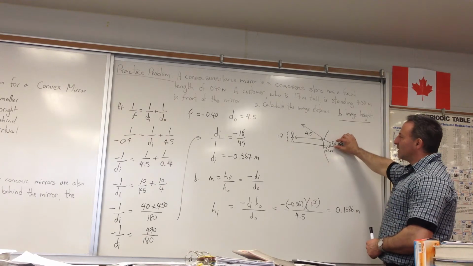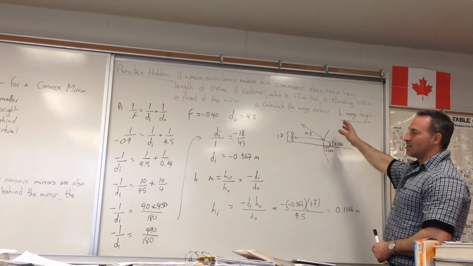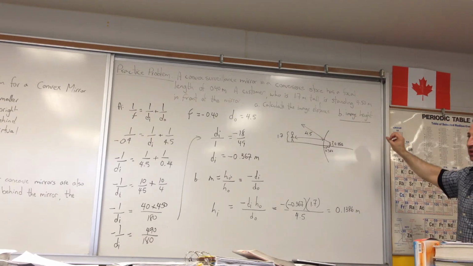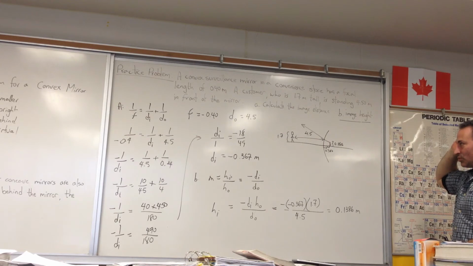It's significantly less than the height of the object, which is 1.7. And that's consistent with what convex mirrors do. They make the image look smaller. They create an image which is smaller than the actual object.